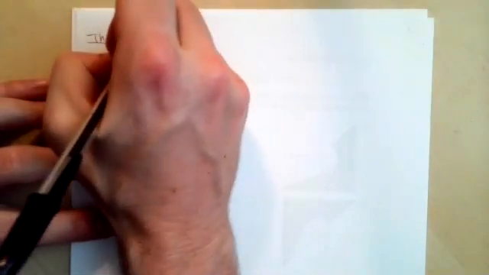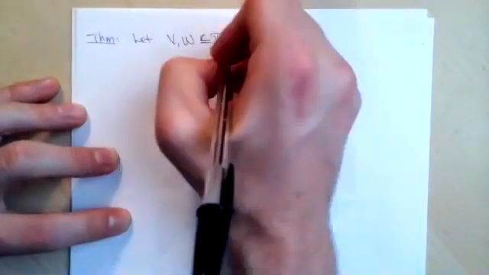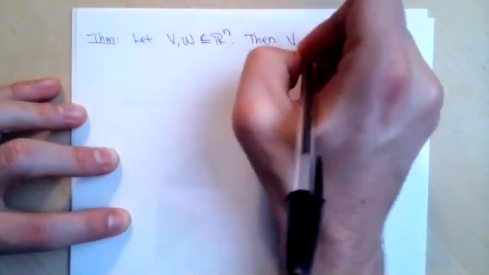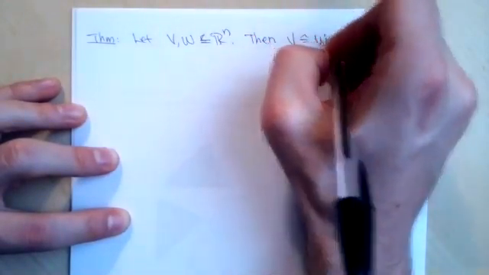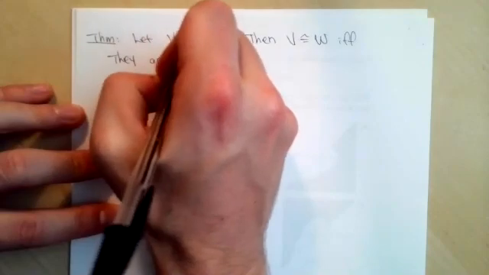So the next theorem says: let V and W be vector spaces, subspaces of Rn. Then V is isomorphic to W if and only if they are the same dimension.